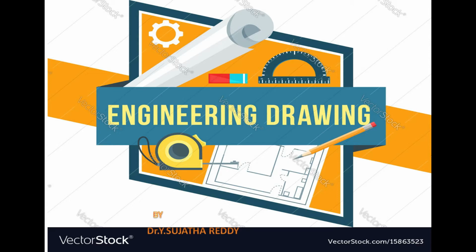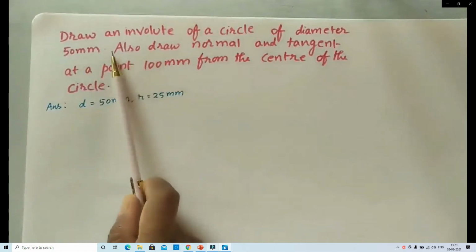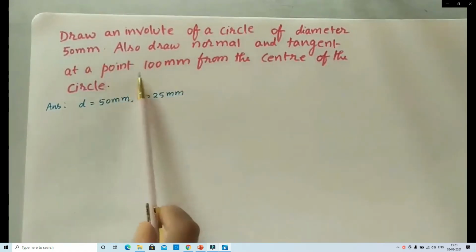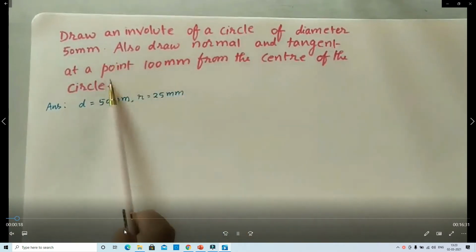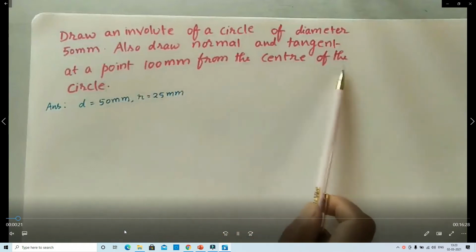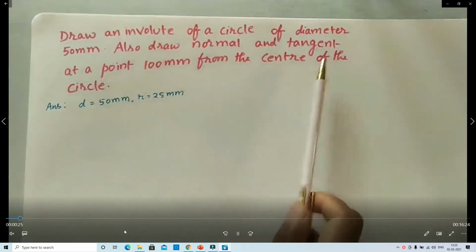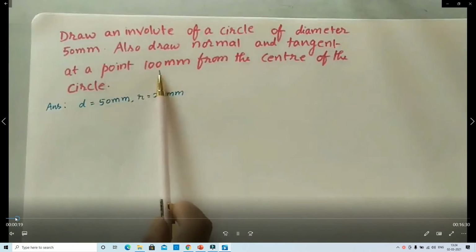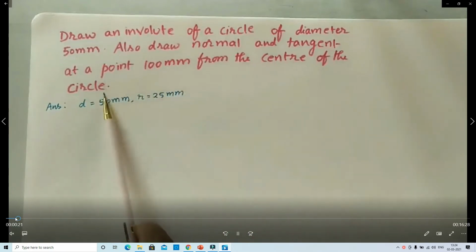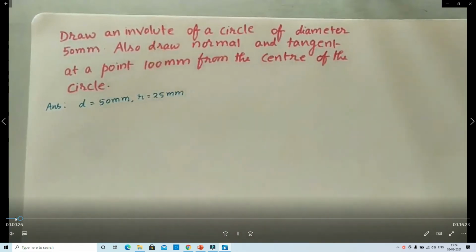In this lecture, we can discuss about construction of involute. Involute in different shapes. Draw an involute of a circle of diameter 50 mm. Also draw a normal and tangent at a point 100 mm from the center of the circle. This is the problem. Now we discuss one by one.